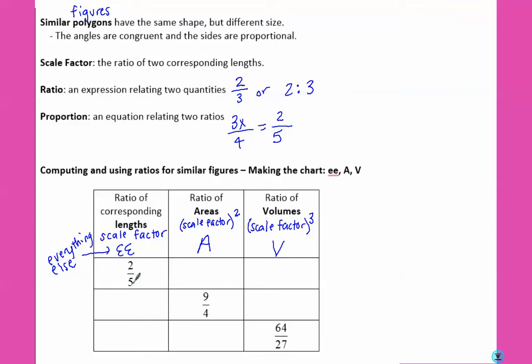So if we're given the scale factor and we want to get to the area ratio, we take each thing and we square them. So if the scale factor is 2 over 5, the ratio of the areas would be 4 over 25. If we want to find the ratio of the volumes, we would cube each part of the scale factor. 2 cubed is 8, and 5 cubed is 125.